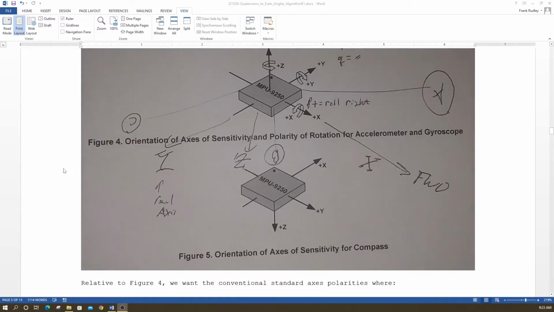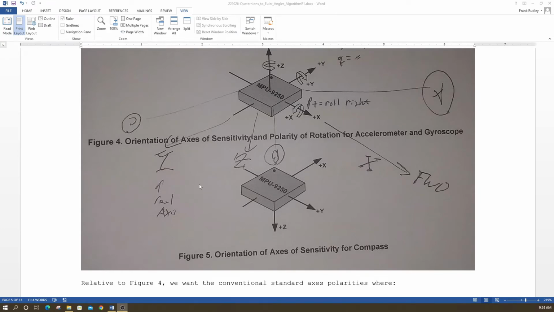Now for the compass, it's even different. For the compass, the magnetic field for the sensor, for whatever reason, they made it different. Our x-axis is lined up with the y-axis of the magnetic field, and our y-axis, which comes out this way, is the negative x-axis. But it looks like our z-axis polarity is correct for the compass. So we have to know this to adjust for it in our software to get our polarities right.